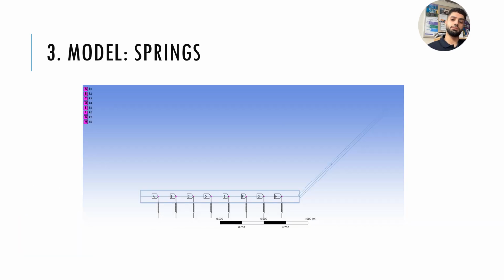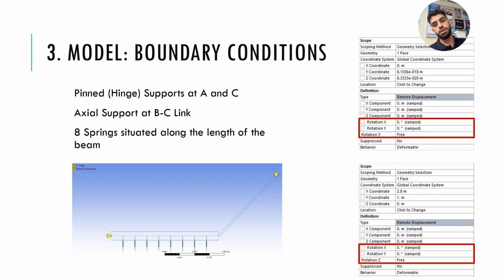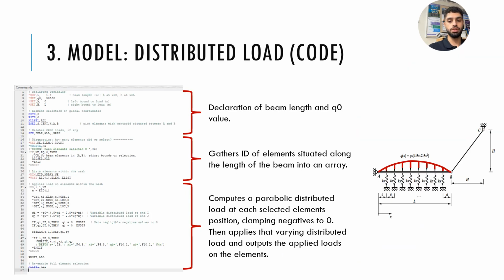The model has 8 springs spanning along the length at 0.2 meter intervals. So there's actual support at the BC link, and to allow for deflection studies to be done, we have to allow free rotation about the z-axis in the setup.